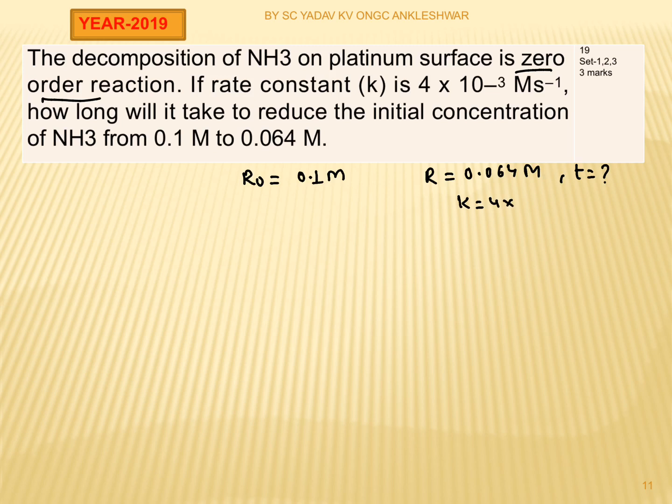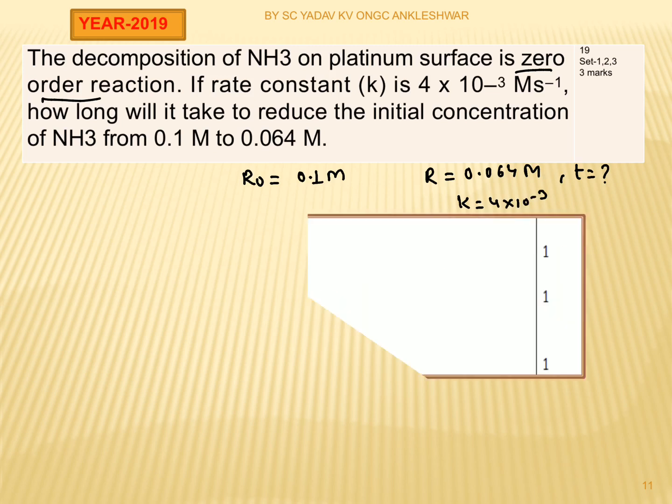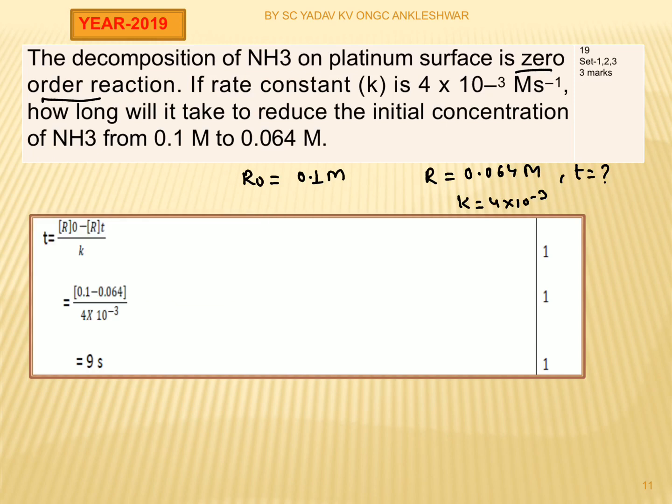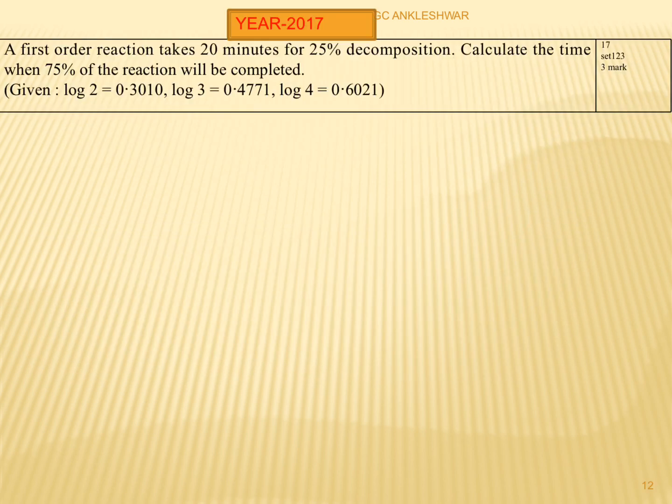Time is asked here. And the rate constant is given. Rate constant k is equal to 4 into 10 to the power minus 3. Just see, we know that for a zero order reaction the formula is very simple: t is equal to R0 minus R, and then divided by k. Just put the value and calculate. It will be 9 seconds. For these simple steps, you will get 1 mark for each step. Okay. Is this clear to all of you?